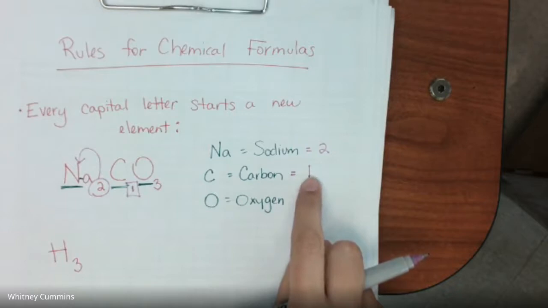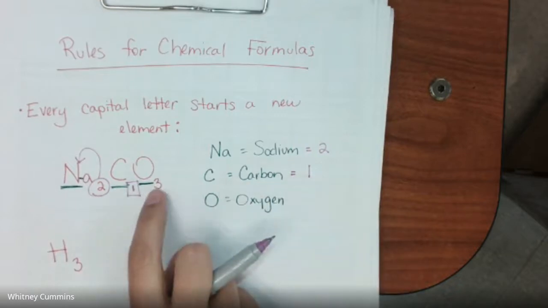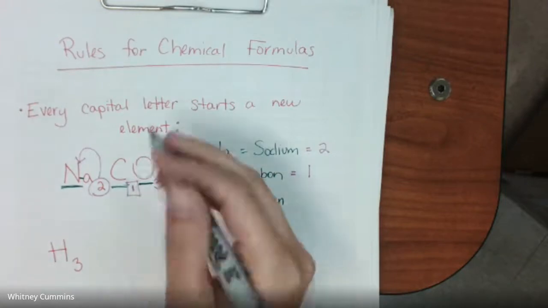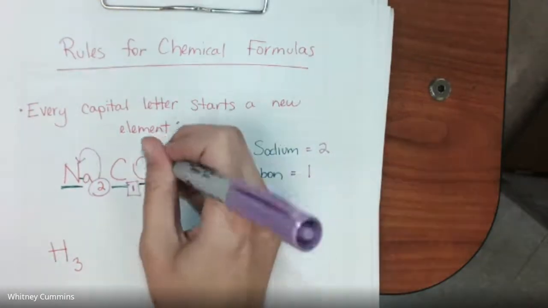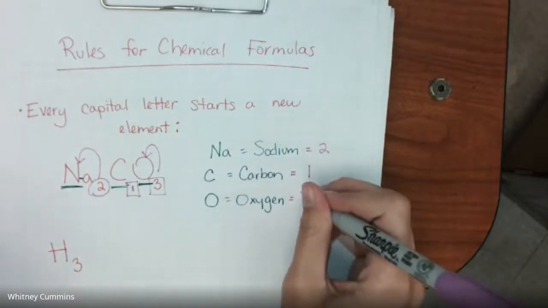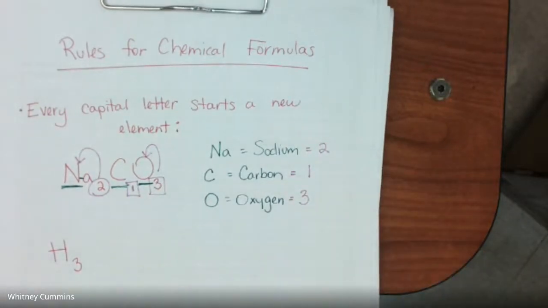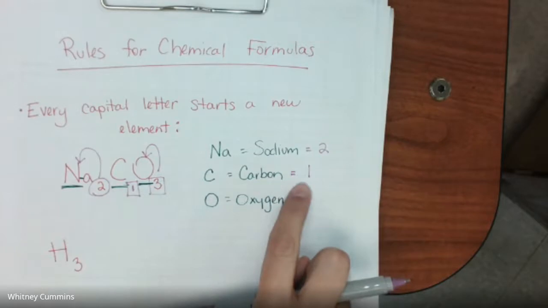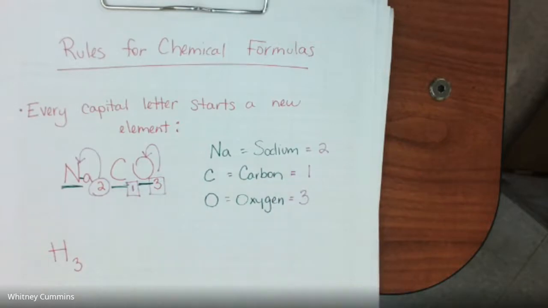Now, please avoid just seeing this 3 and thinking, oh, that's 3, because the 3 only goes with what's right before it, the capital letter right before it. So this 3 only goes with the oxygen. So it tells you that in this chemical formula, we have 2 sodiums, a carbon, and 3 oxygen.